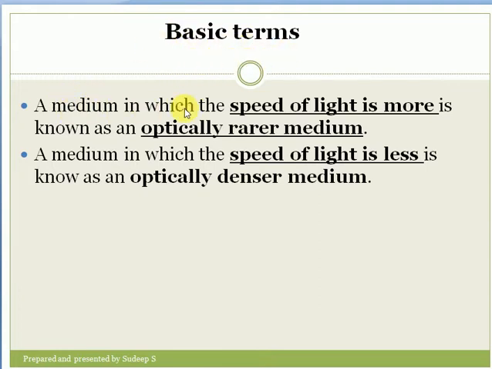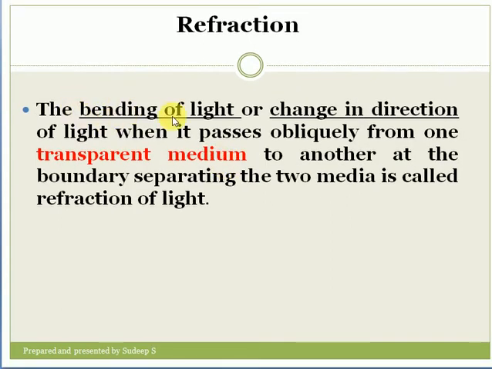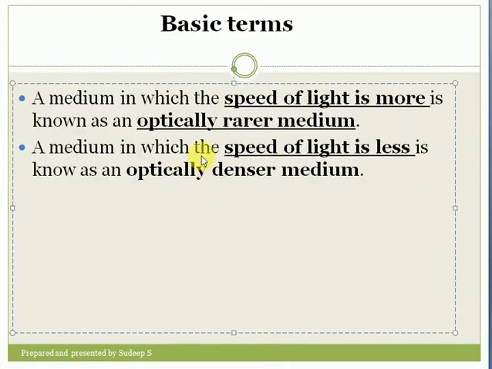A medium in which the speed of light is more is known as an optically rarer medium. A medium in which the speed of light is less is known as an optically denser medium. So here we can now define the term refraction. The bending of light, or change in direction of light, when it passes obliquely from one transparent medium to another at the boundary separating the two media is called refraction of light. So let us focus on these terms right now, optically rarer and optically denser medium.